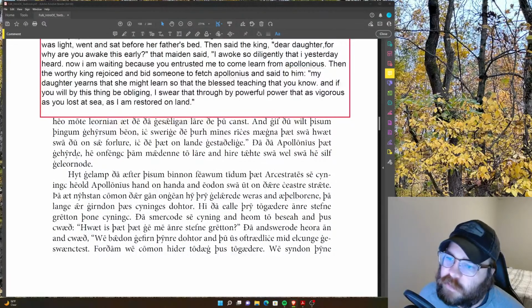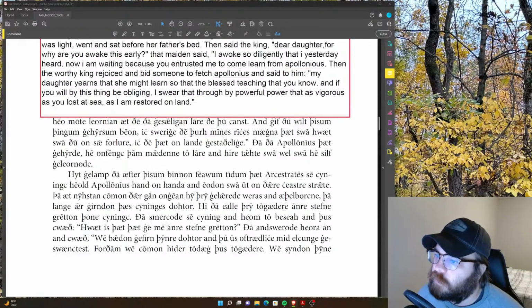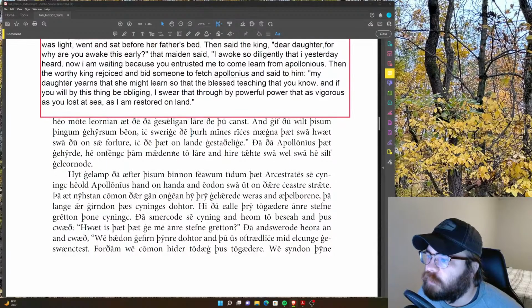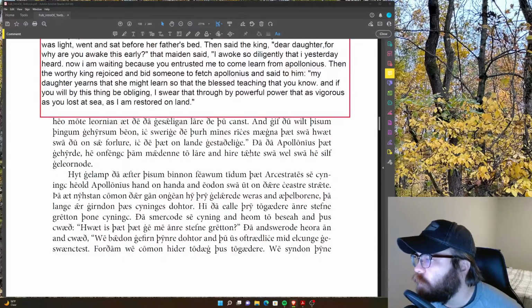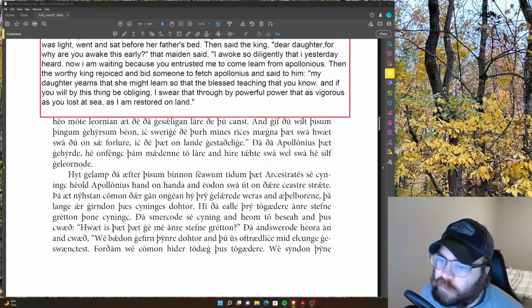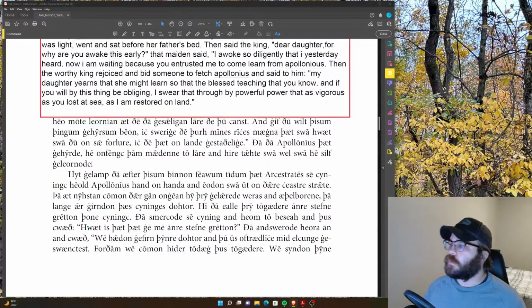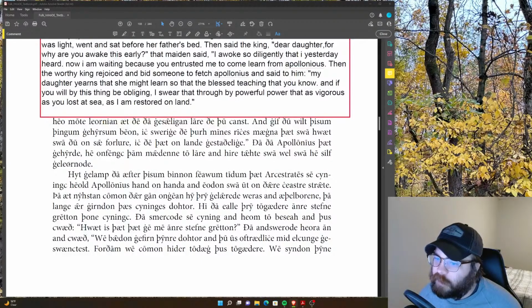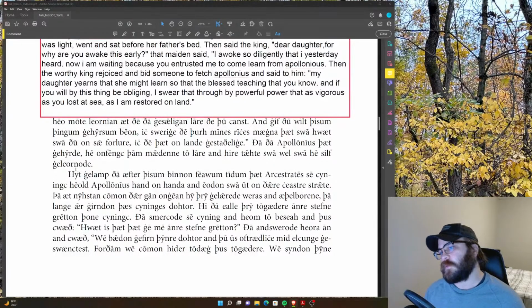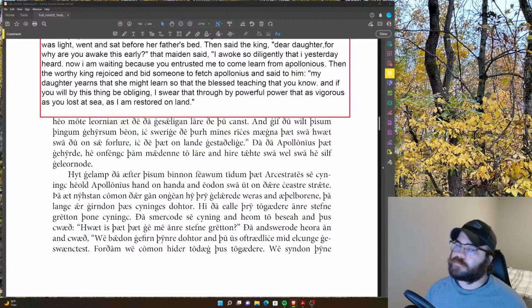Detta Apollonistat je herde he offeng samheden tularen hier techt swawel swa hesilf je lornod. Lornod. Yeah, leornoda. Yeah, leornoda. Right. Tata Apollonis.